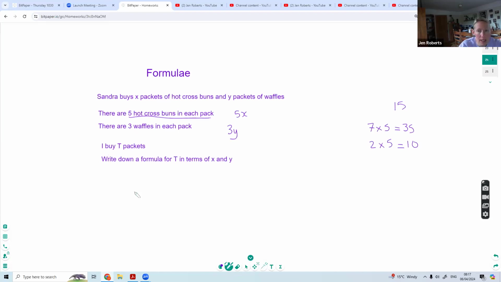So she buys T packets. That's like the total amount she has. Write down a formula for T in terms of X and Y. Let's just go back to this idea over here. So this was our hot cross buns, wasn't it? And let's say she had 2 packets of hot cross buns. It's just good to see what you'd actually do with these numbers in this situation. And let's say she had 6 packets of waffles.